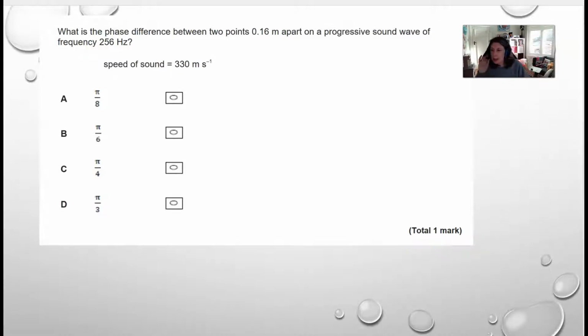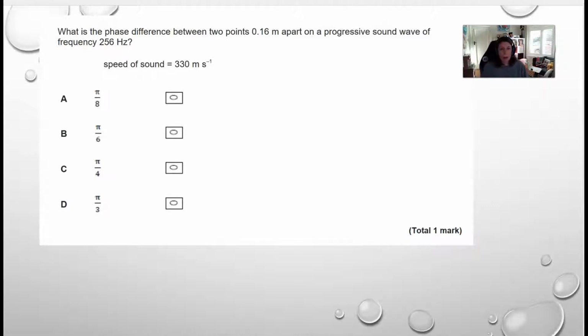Hi, sorry. Today we're looking at stationary and progressive waves. This question I'd like you to have a go at to begin with is a multiple choice question. What is the phase difference? So we need that in radians, okay? So in pi radians, between 2 points.